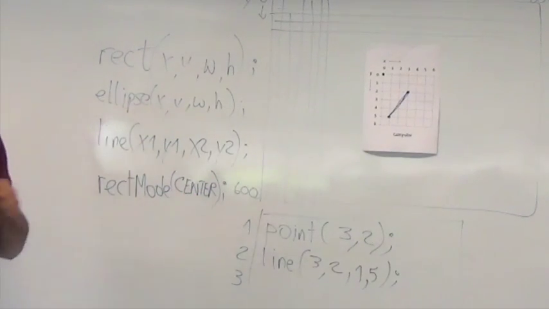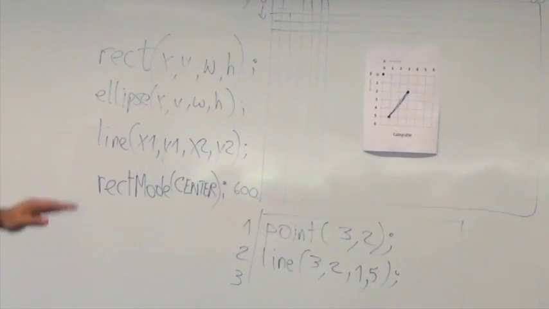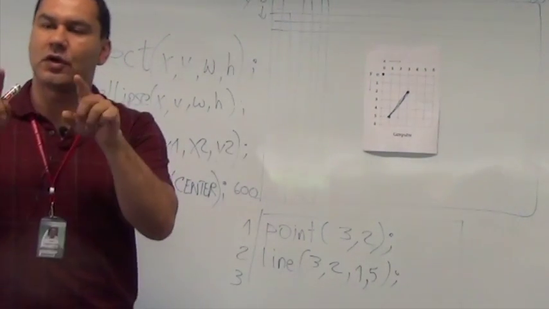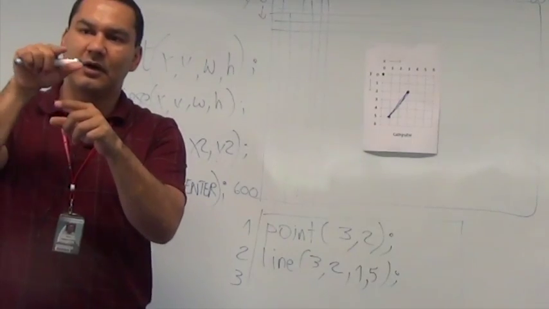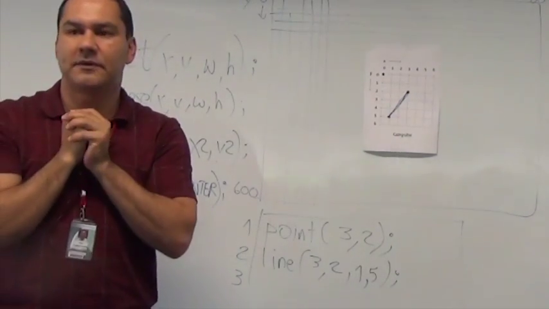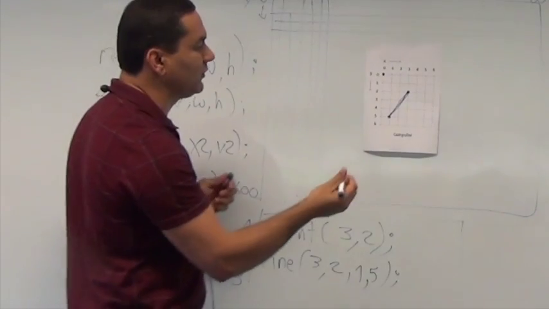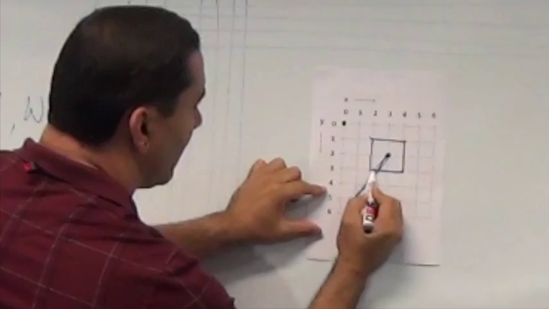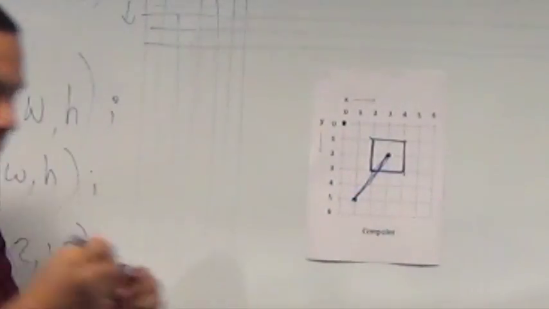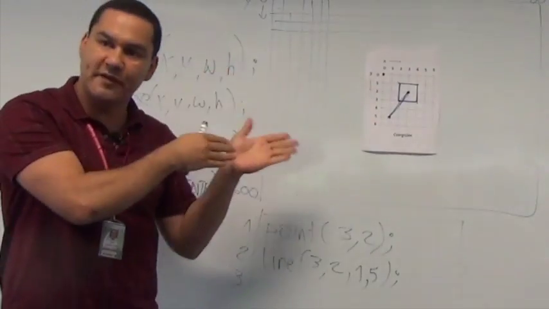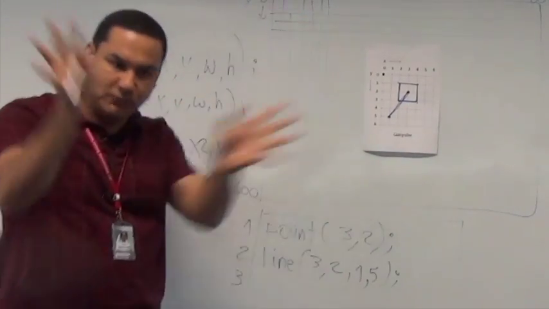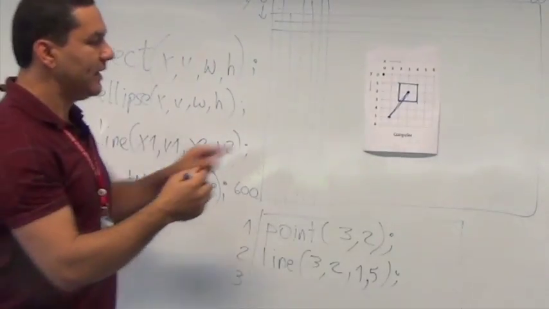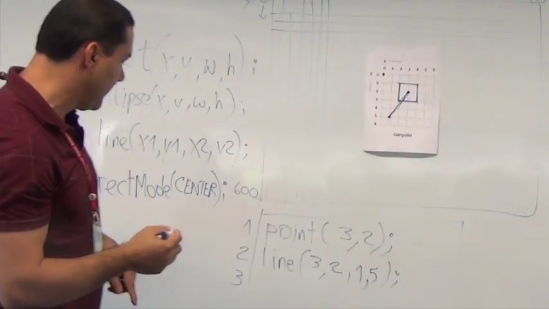If you use center, and you have to write center with capital letters as well, what will happen is if you put that instruction before any rectangle, it's going to draw the rectangle with the point of reference as the center of the rectangle. So for example, if I want to draw this little square right here, I know my center point is going to be that.